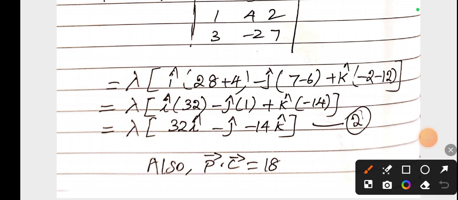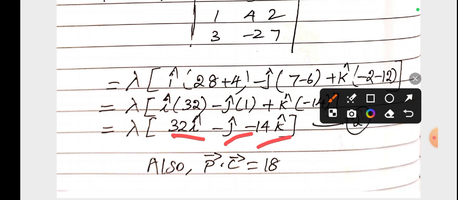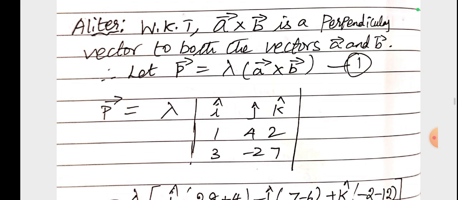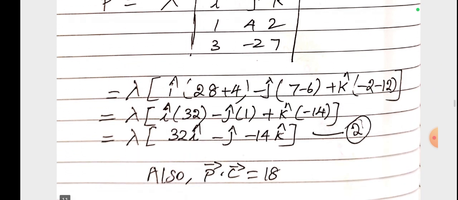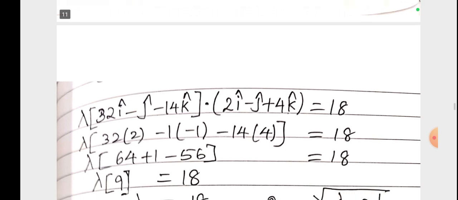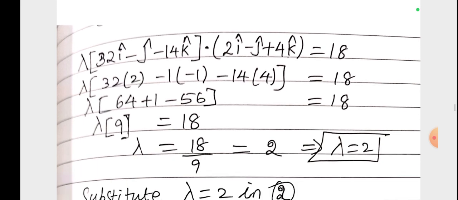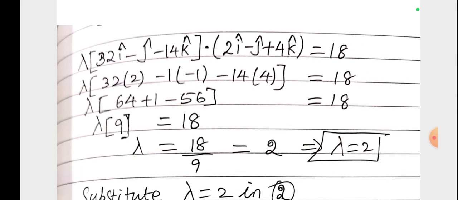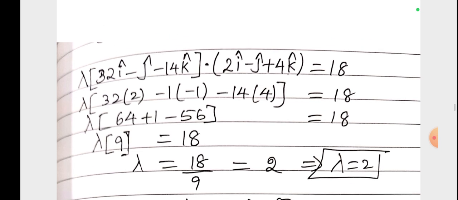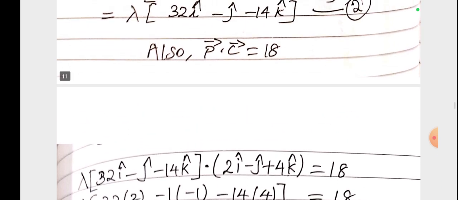Expansion. When you're doing the expansion, you're getting 32i minus j minus 14k. You are saying A cross B is a perpendicular vector? Yes. Then the P vector you can write as parallel, lambda A cross B. And P vector dot C vector is 18. When you're doing the dot product, we will get P dot C equal to 18.